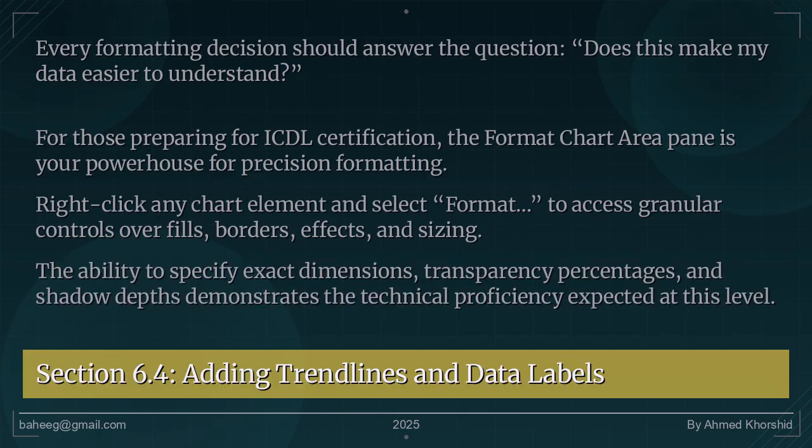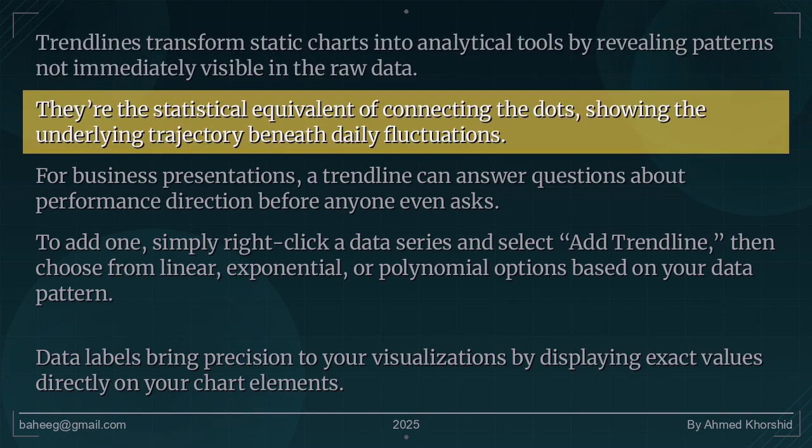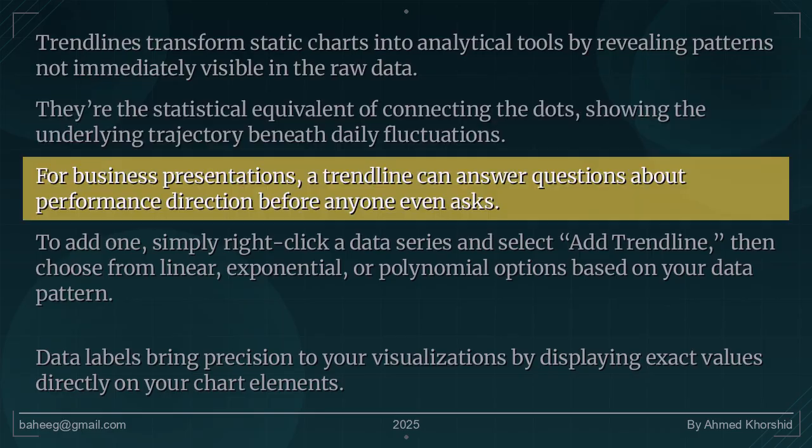Section 6.4 – Adding trend lines and data labels. Trend lines transform static charts into analytical tools by revealing patterns not immediately visible in the raw data. They're the statistical equivalent of connecting the dots, showing the underlying trajectory beneath daily fluctuations. For business presentations, a trend line can answer questions about performance direction before anyone even asks.